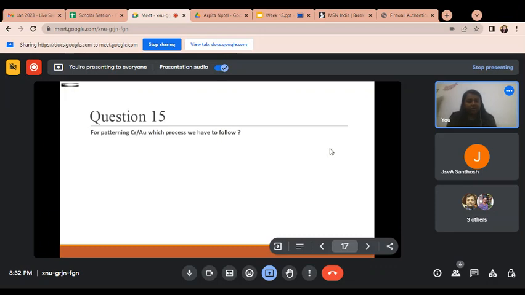And after the etching process, which process will we follow? And finally, we have to use acetone to strip the photoresist. Yes.